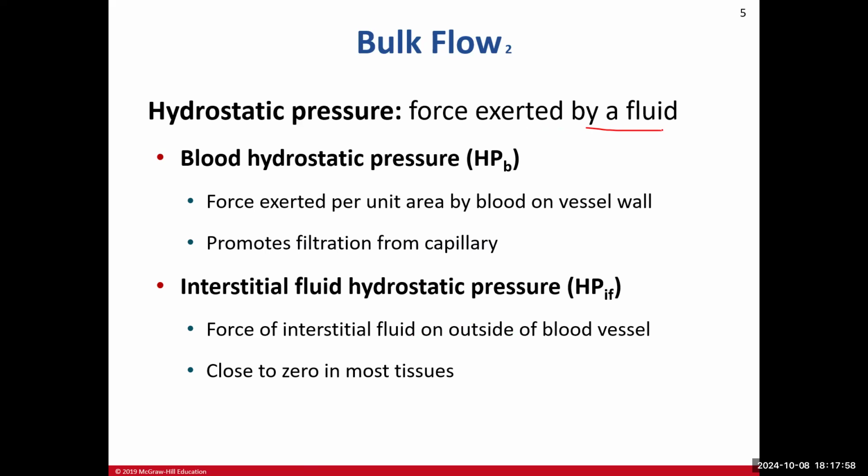So we have two types of hydrostatic pressure. You have blood hydrostatic pressure, noted here, HP, and then subscript B. And then we have interstitial fluid hydrostatic pressure, HP subscript IF. That's how we're going to be able to differentiate between the two. Now, the blood hydrostatic pressure should be the larger of the two, and in fact, interstitial fluid hydrostatic pressure should be pretty much zero. Essentially, that's the force that's pressing on the vessel wall from the outside.